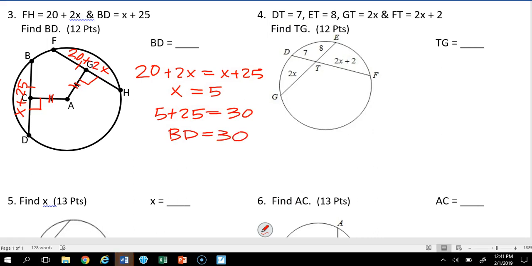And as I've said in the past, you can check these. So again, if we put the 5 on the other side, 20 plus 2 times 5, that would be 20 plus 10, and that is also 30. So a great way to check the answer.